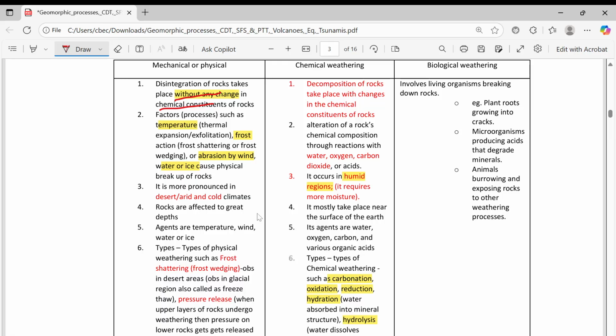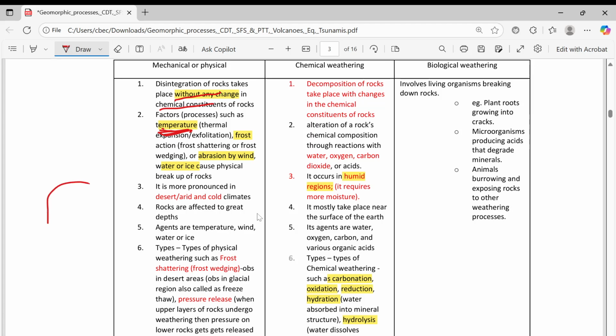So here in physical weathering, what are the factors? Temperature, I told you, thermal expansion. Expansion means during the daytime the rock will expand, and during nighttime the rock will compress. If this process repeats, ultimately the rock will break.